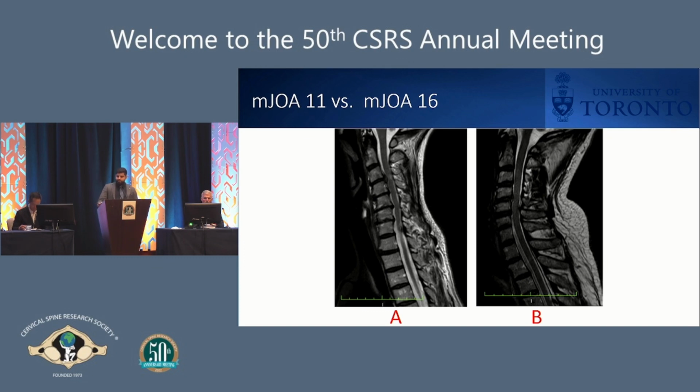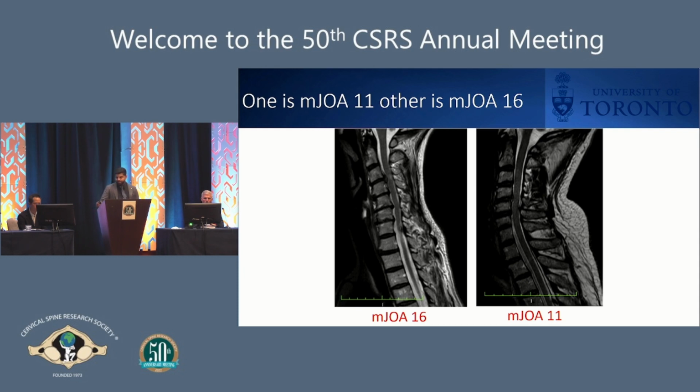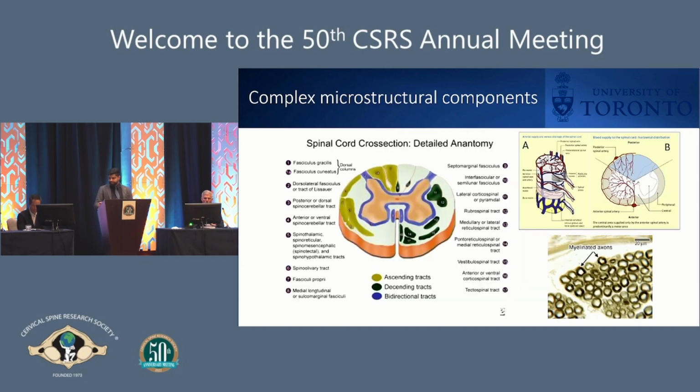To demonstrate the role that advanced imaging can play, I will use this example. We have two conventional MRIs here. Can anyone tell which one is a patient with an mJOA of 16 versus which one is for someone with an mJOA of 11? I think most, without any other information, would guess that image A, the one to my left, represents the more severe clinical myelopathy. But in reality, the image on the left, image A, represents milder clinical disease. So this highlights the need for other biomarkers in assessing cervical spine disease.